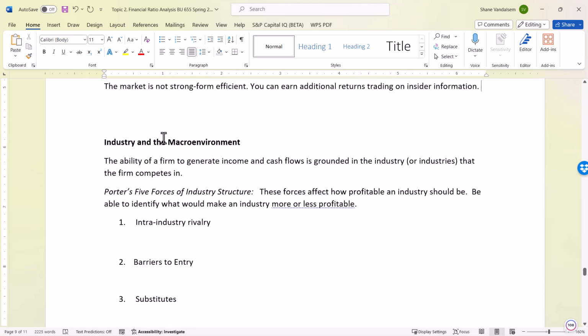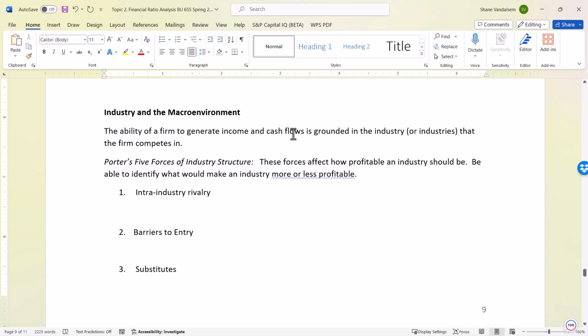Now I'm going to talk a little bit about industry and the macroeconomic environment. The ability of a firm to generate income and cash flows is grounded in the industry that the firm competes in. Michael Porter is a famous person in management. He came up with Porter's 5 forces of industry structure. These are things we look at when doing a top-down analysis of a company or of investments, to see if an industry is one that we want to invest in.